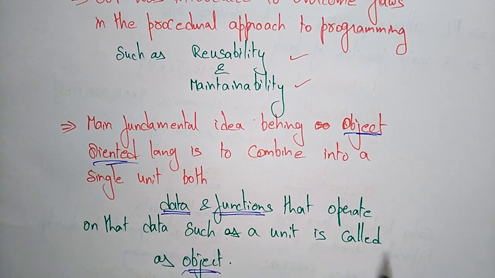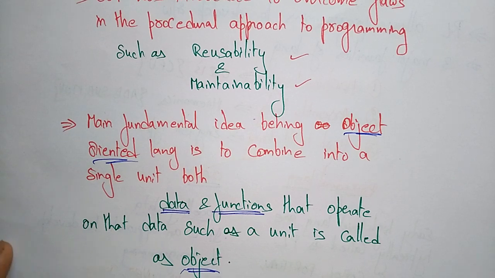In that particular object you have the data and functions, and whenever you need them, you can call them and reuse them in the program. That is the main fundamental idea behind object oriented programming: combining all the statements, variables, data and functions into a single unit that operates on the data. Such a unit you call an object.